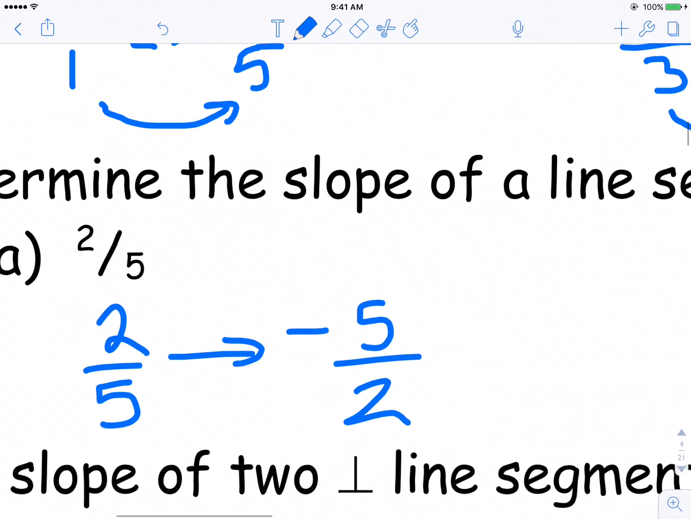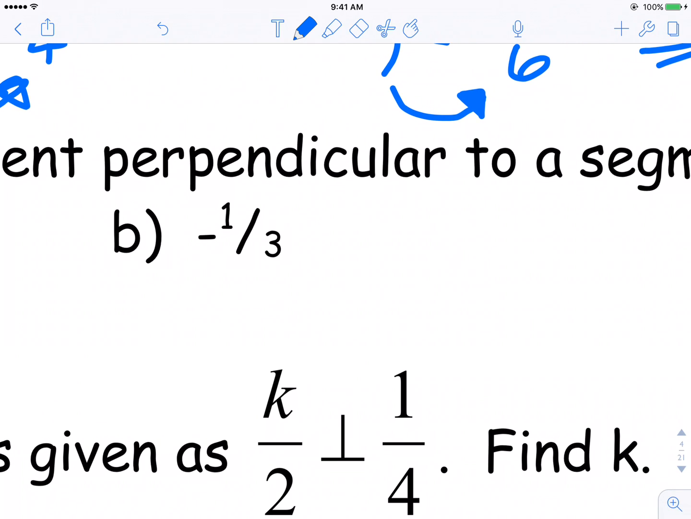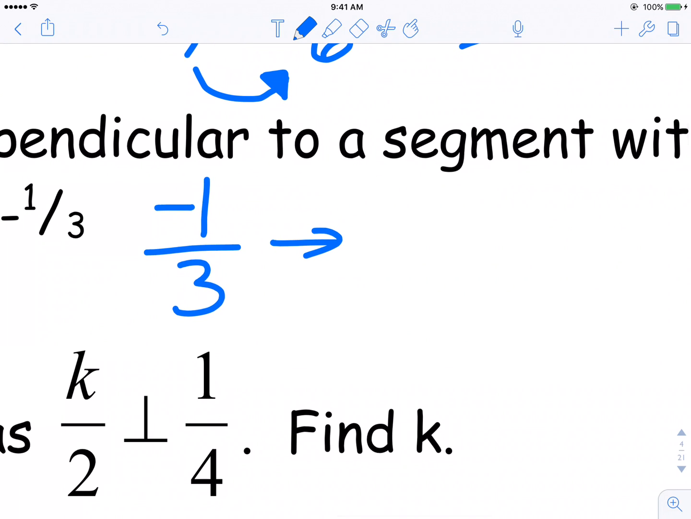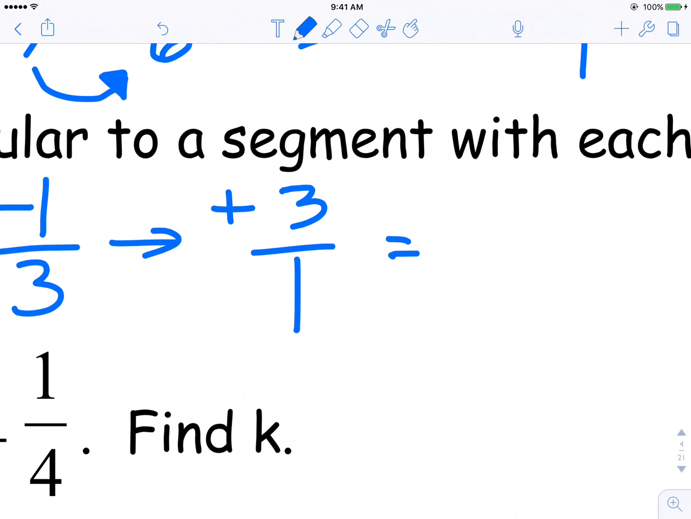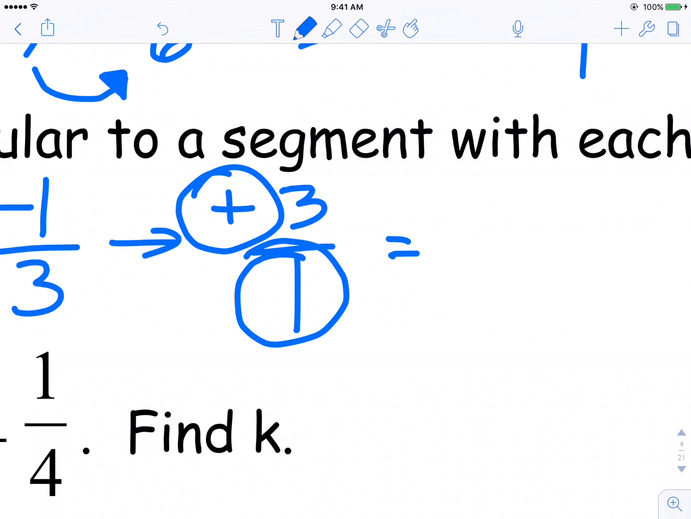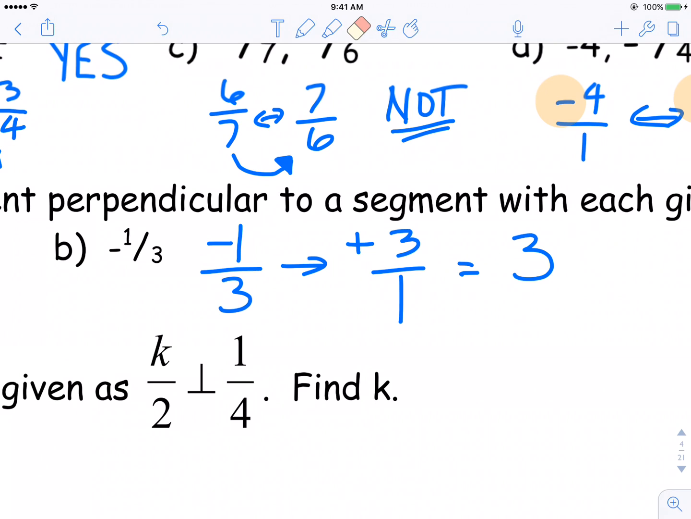Don't think too hard. Negative 1 over 3. Change the sign, it becomes positive. Flip the fraction, 3 over 1. Well, we never need to write positive, and we never need to write this 1, so this just becomes 3. And I'll just erase those for simplicity.